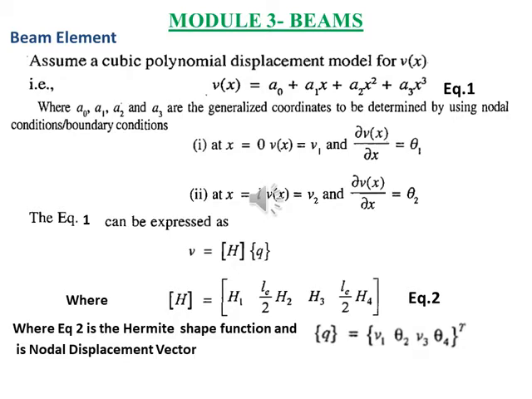Now the equation can be represented as u is equal to H into q, where H is equal to H1, L by 2 into H2, H3, L by 2 into H4. This equation 2 is the Hermite shape function, and q is the nodal displacement vector. So H is the Hermite shape function and q is the nodal displacement vector. q is u1, theta 1, u2 and theta 2, the displacement vector at node 1 and node 2.